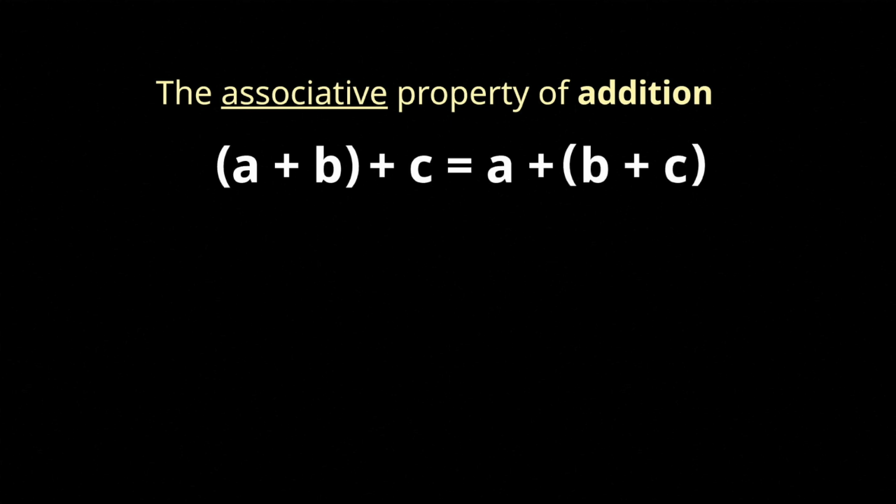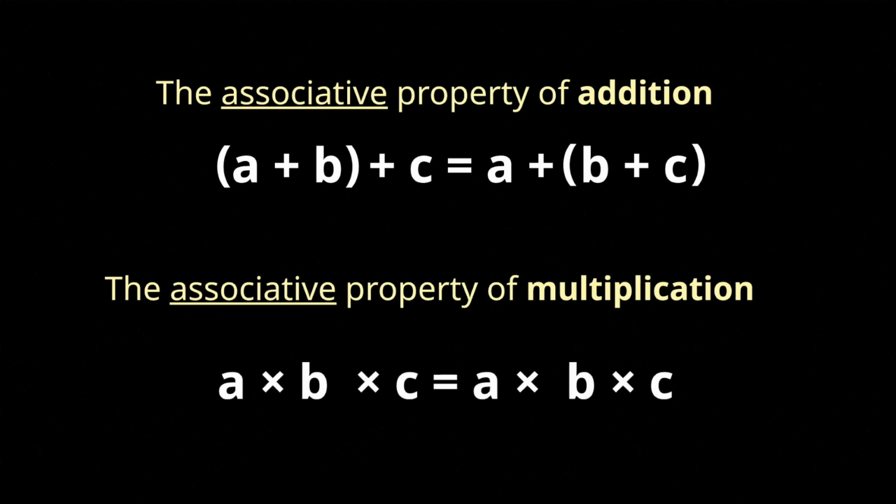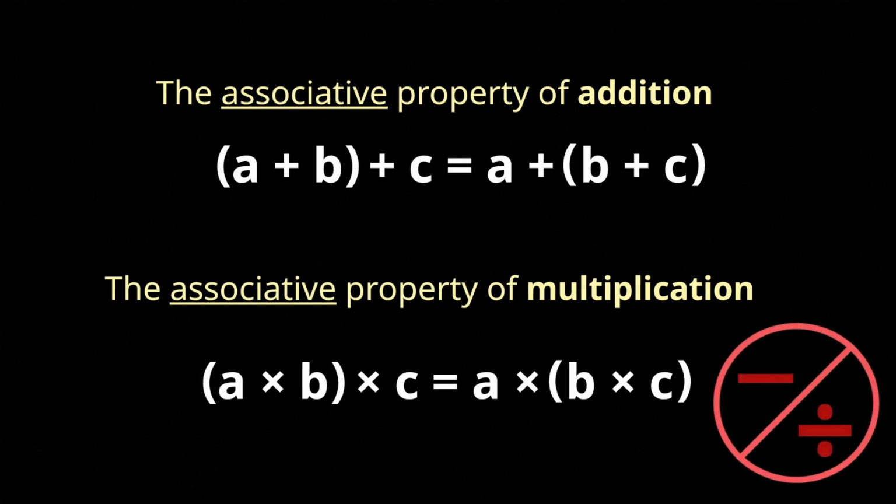Similarly, the associative property of addition states that when adding numbers, it doesn't matter how we group them with parentheses, the answer will be the same regardless. So if we add a plus b first, then add c, this will give the same answer as adding b plus c, then adding a. The associative property of multiplication is essentially the same thing. If we're multiplying 3 or more numbers, the order in which we multiply through the use of parentheses doesn't matter. It will give the same answer. Once again, note that this is not true for subtraction or division where the order actually does matter.